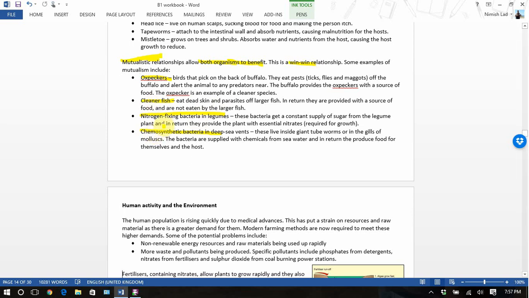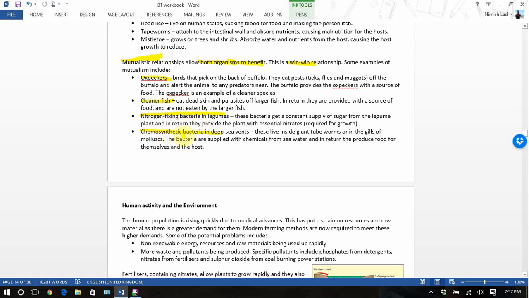And you've got nitrogen-fixing bacteria in legumes. These are bacteria that get a constant supply of sugar from the legume, and in return they provide the legume plant with the essential nitrates it needs for growth. So they fix nitrates into the legume, and in return they get sugar to keep them alive.